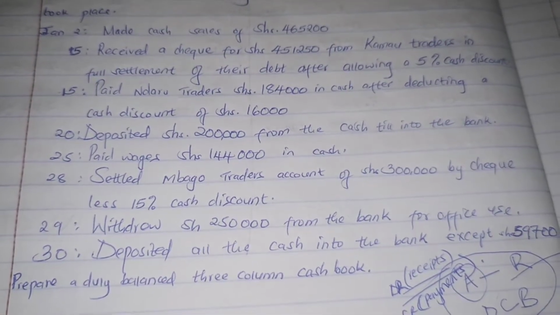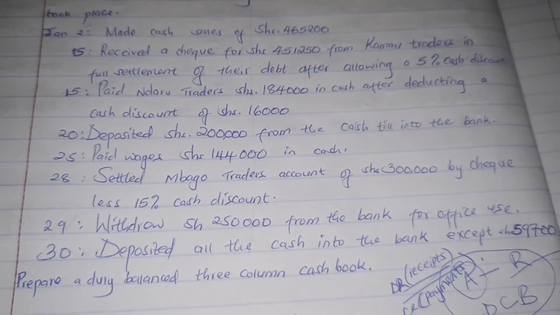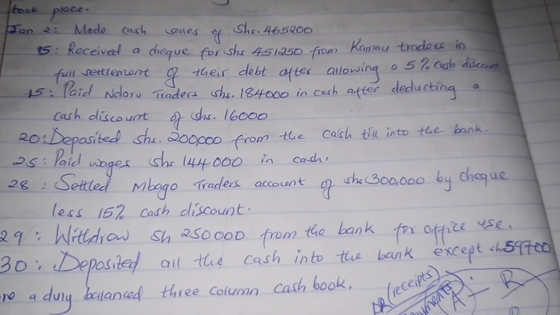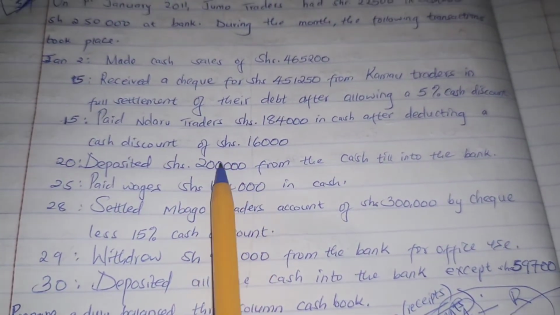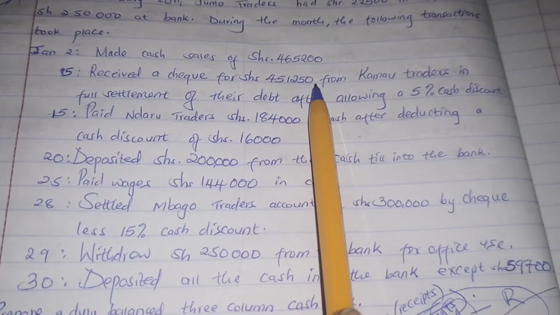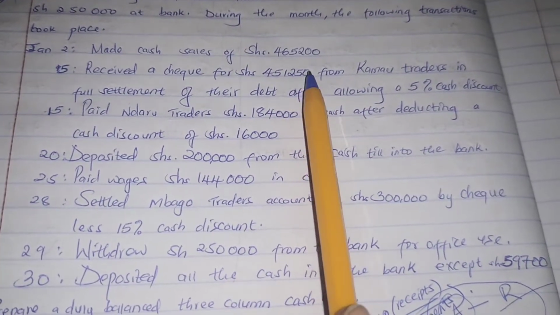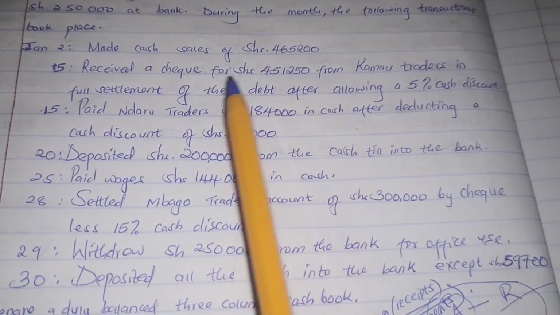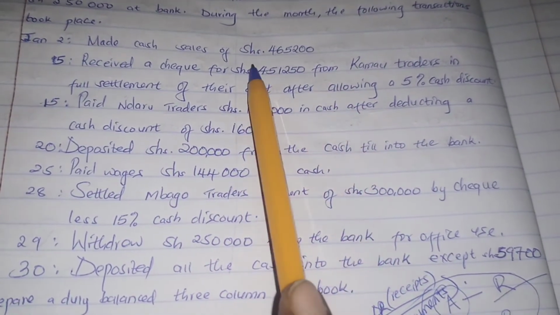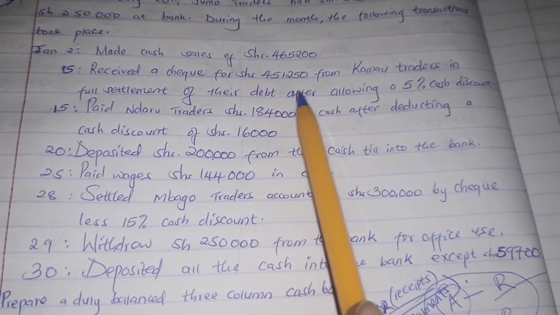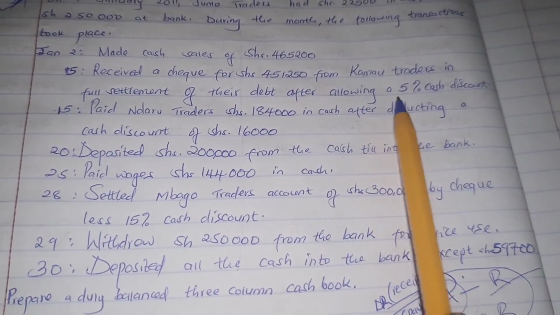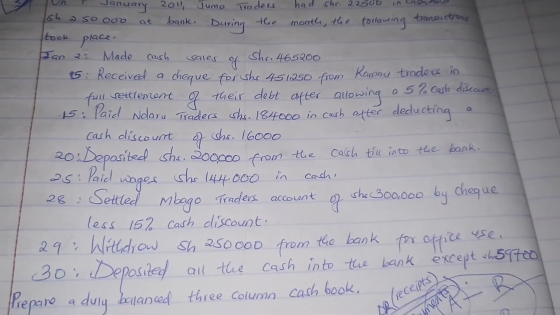451,250 from Kamau Traders in full settlement of their debt after allowing a 5% cash discount. So this amount is what was in the check that Kamau Traders brought. Therefore, this amount is our 95%. So what is the 5%?